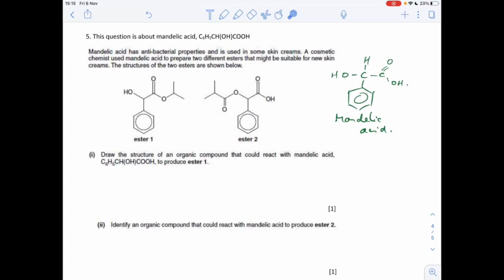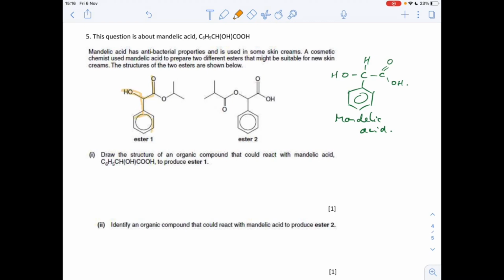Okay, so moving on to the final question, we've got the structural formula of mandelic acid. I've drawn a displayed formula as well. I think it's quite helpful to see it in a bit more detail. So the first part of the question, draw the structure of an organic compound that could react with mandelic acid to form ester 1.